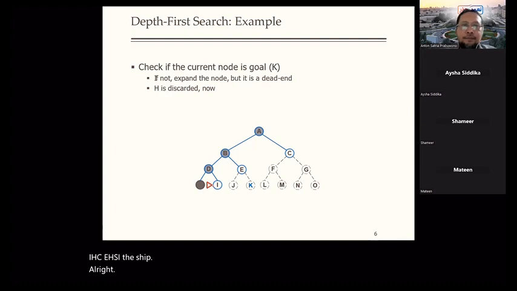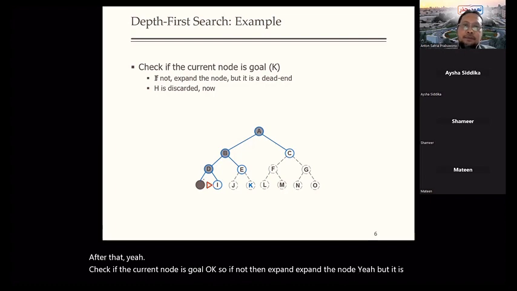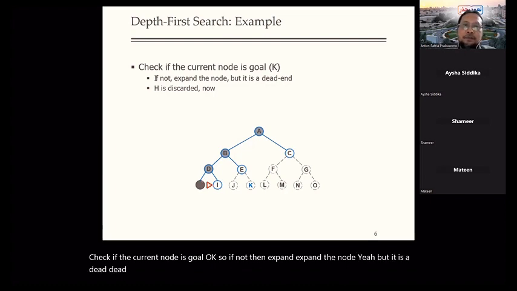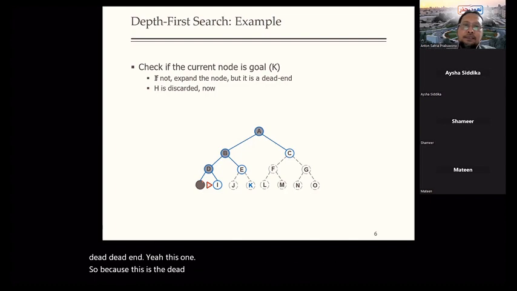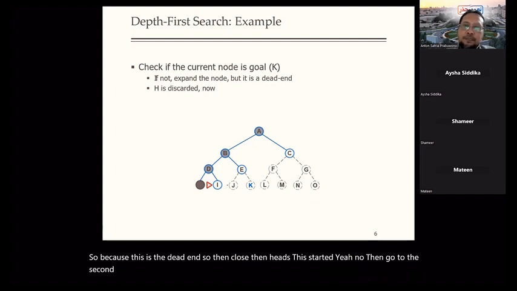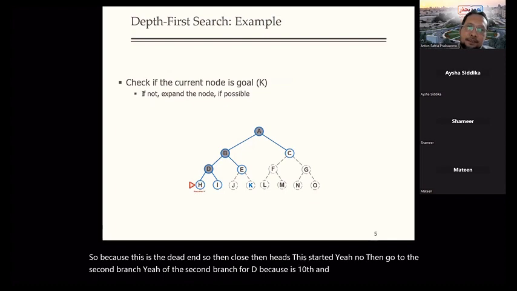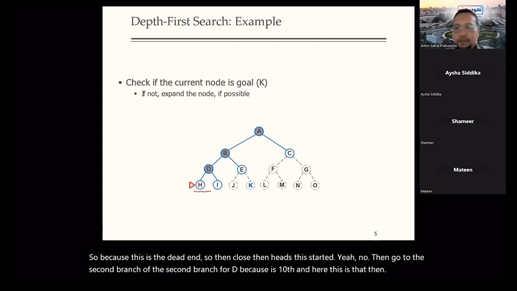And then after that, check if the current node is a goal. If not, then expand the node, but it is a dead end, this one. Because this is the dead end, then close H, it is started. Now go to the second branch of D, because H is a dead end. Here, this is a dead end, there is no other branch.